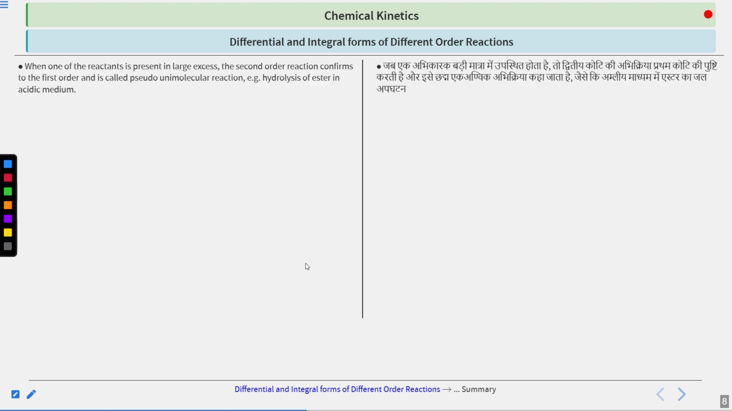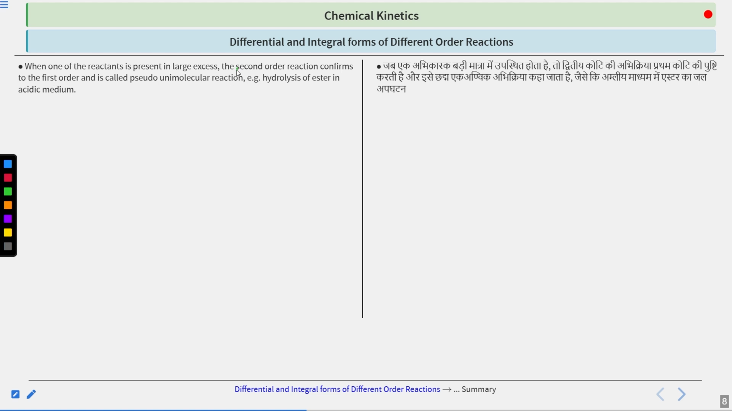Next is pseudo first order reaction. You must have heard this term pseudo earlier also. Pseudo means something that seems to be real but is imaginary; it is made real by imposing some conditions. Here we are taking a second order reaction and keeping the circumstances such that the reaction seems to be a first order reaction. So when one of the reactants is present in large excess, the second order reaction conforms to a first order reaction. The same thing is written here.